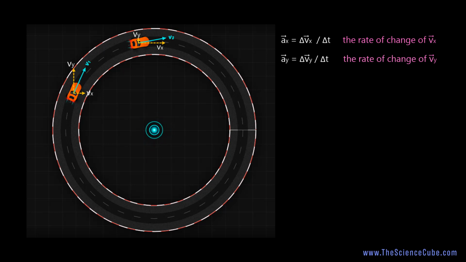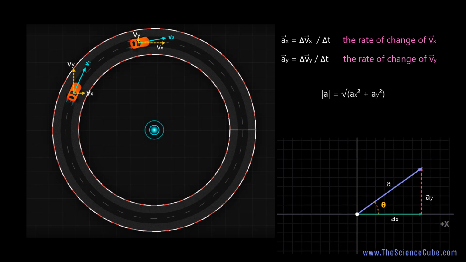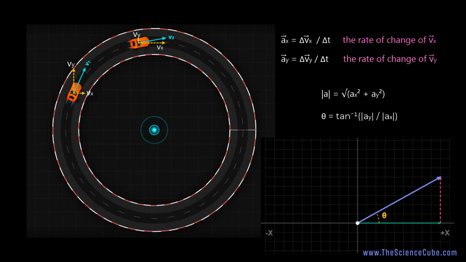So here the magnitude of the full acceleration vector is under root ax square plus ay square. And its direction is given by the angle theta is equal to tan inverse of absolute value of ay upon absolute value of ax measured from the plus x axis, then adjusted for the quadrant determined by the sign of ax and ay.